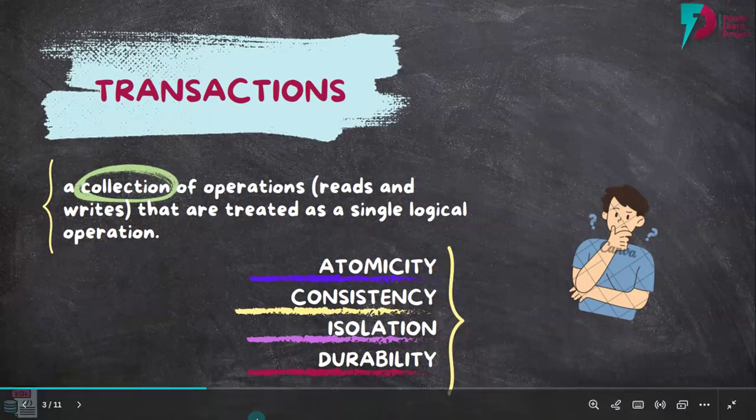So with isolation, we say that isolation, write this down, it guarantees that concurrently running transactions should not interfere with each other. Okay? It guarantees that concurrently running transactions should not interfere with each other.